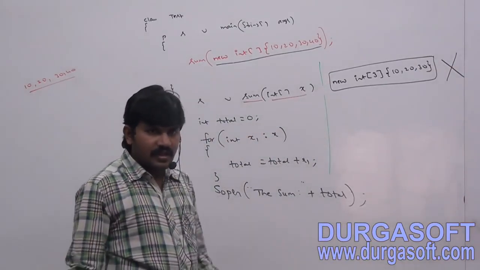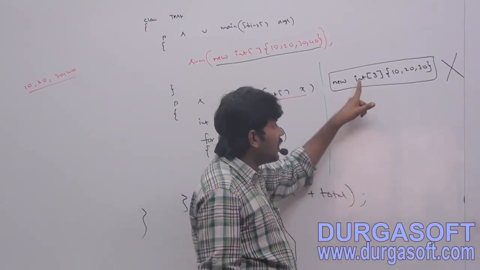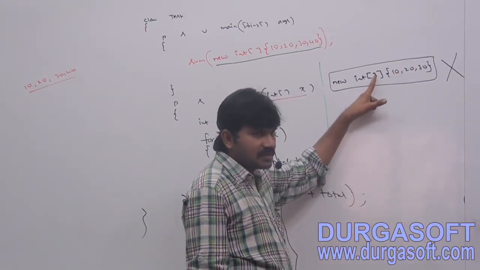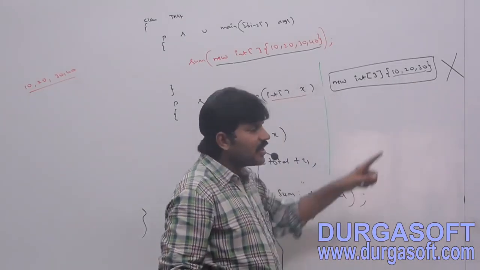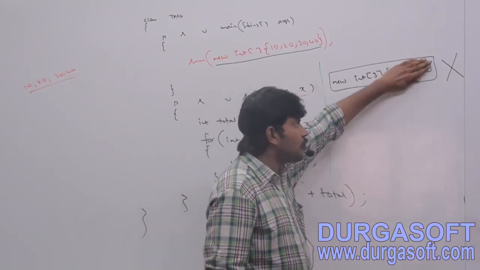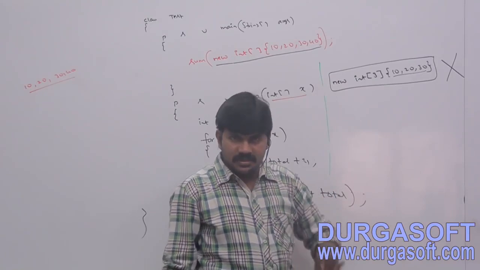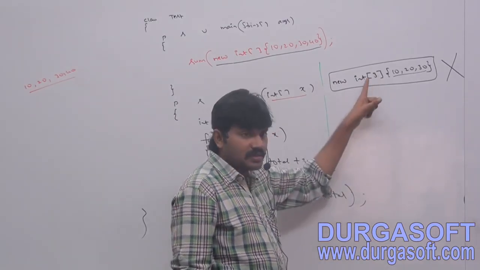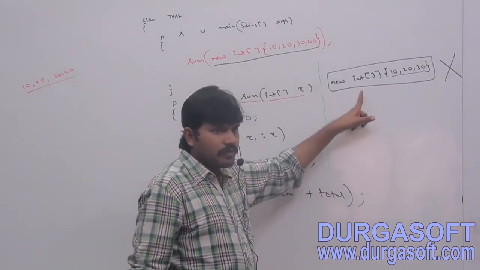New int array 3 with 10, 20, 30 gives a compile time error, because while creating anonymous arrays we can't specify the size, because we are already providing the number of elements. If we are providing the elements, what is the need of specifying the size? If you don't want to provide elements, then you have to specify the size. While creating anonymous arrays, we can't specify the size. By mistake, if you try to specify the size, we will get a compile time error by default.